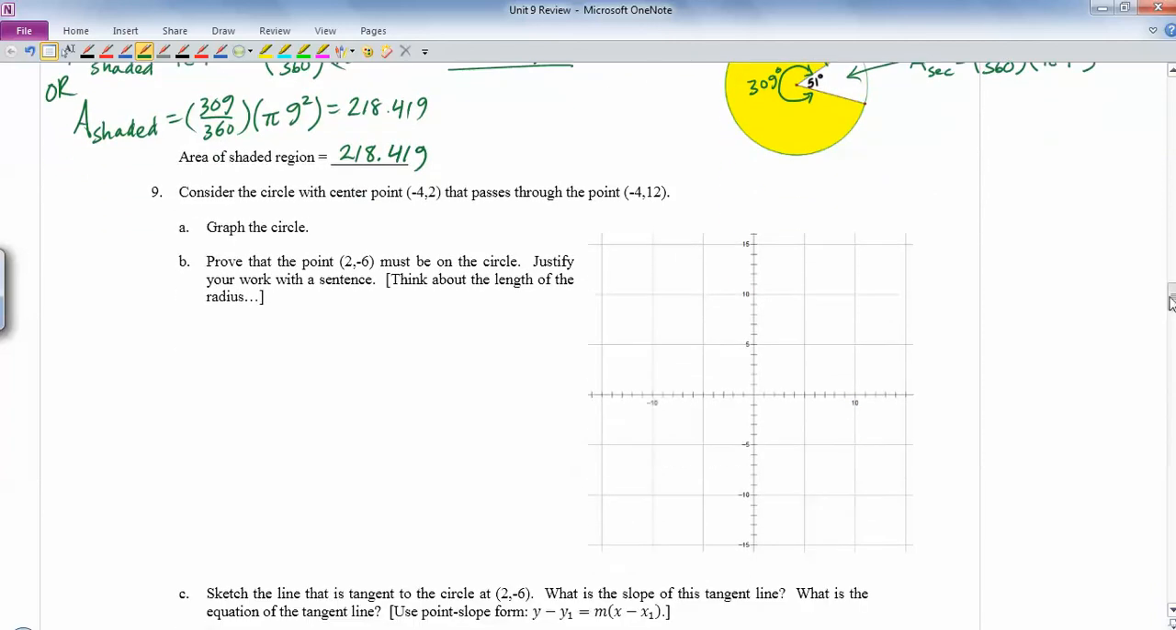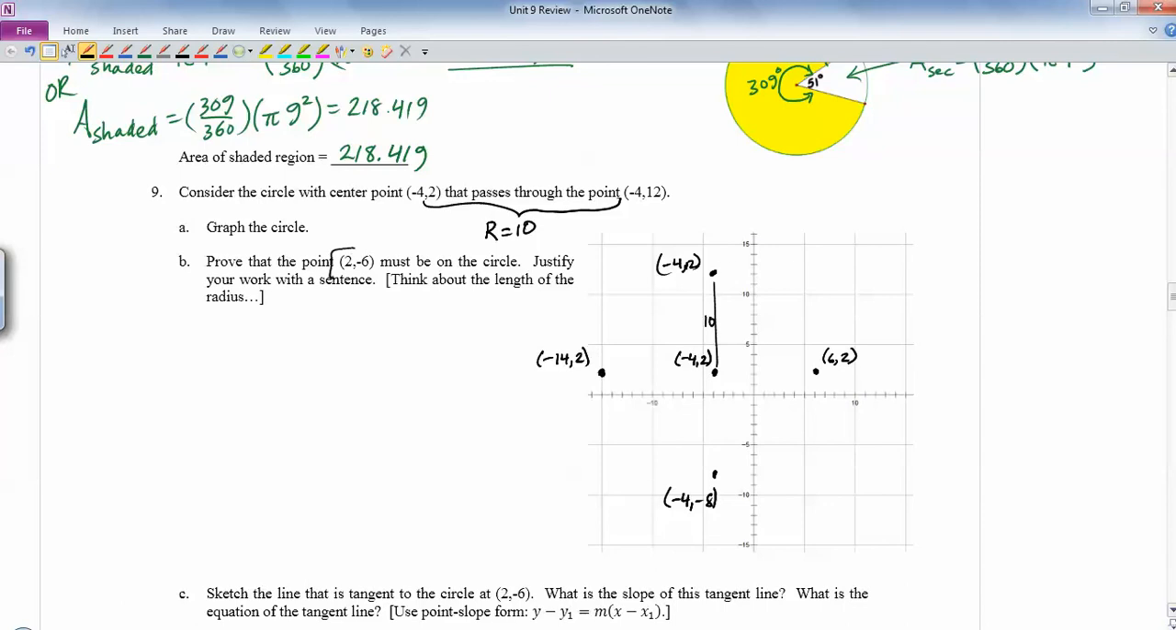So let's take a look at number 9. Number 9 talks about graphing a circle with center point -4, 2. So that's the center. And the circle goes through the point -4, 12. So that's up here. Notice those are 10 units apart, so the radius equals 10. To graph the circle, I can go 10 units up, which gives me -4, 12. I can go 10 units down, which would give me -4, -8. I could go 10 units to the right, which would put me at 6 for the x value, and the y would stay at 2. And I can go 10 units to the left and end up at -14, 2. And here's the circle.